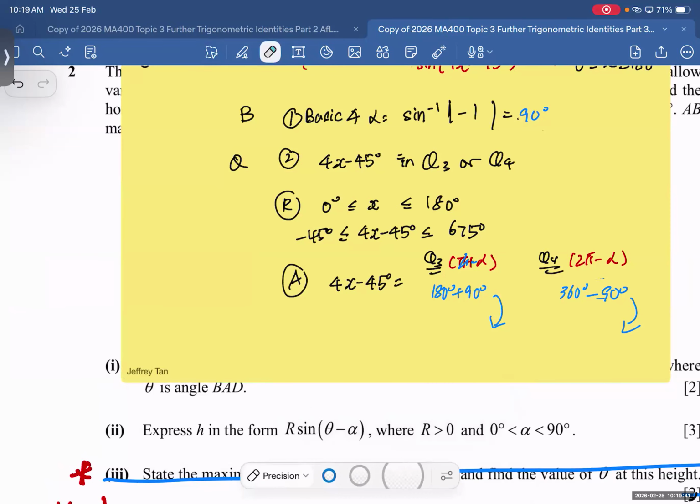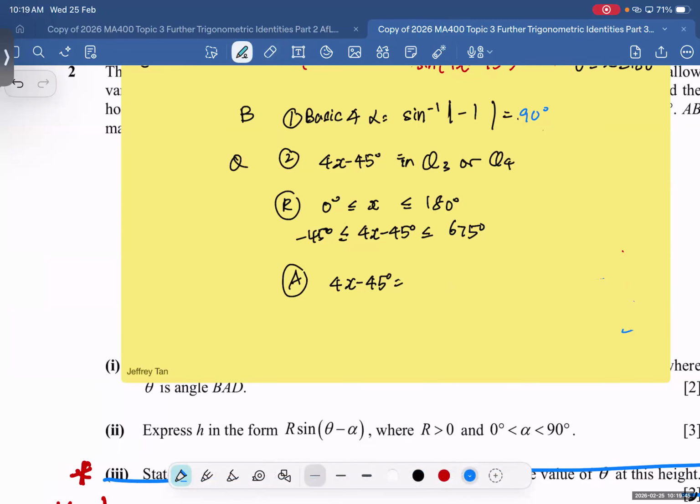In fact, I think you don't even need, it's both 270. Oh, wait. If it's just equals to, it's just 270. Or 270 plus 1 round, which is 630.